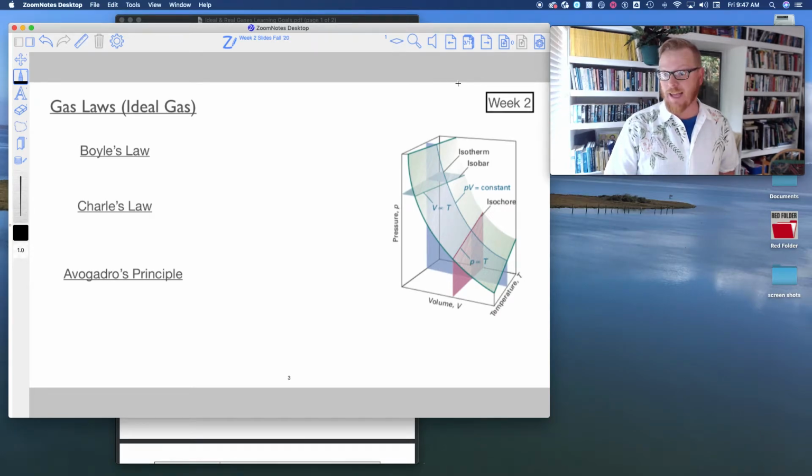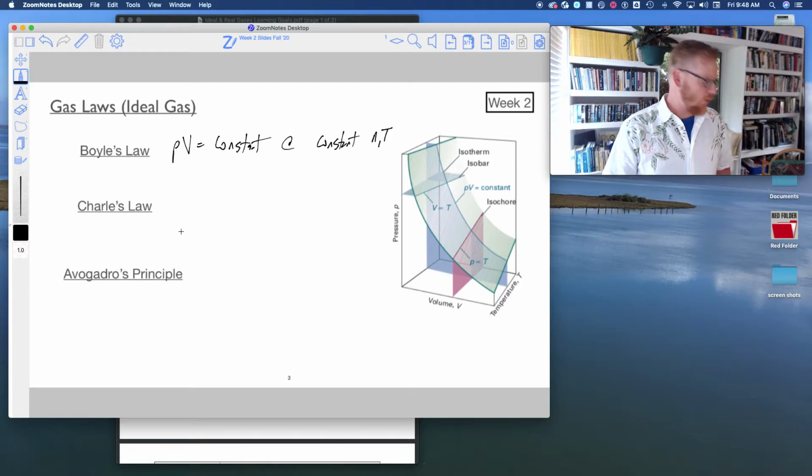So let's talk about the gas laws, right? Speaking of equations of state, right? So we know Boyle's law, and Boyle's law says P times V equals a constant at constant number of moles N and temperature T.